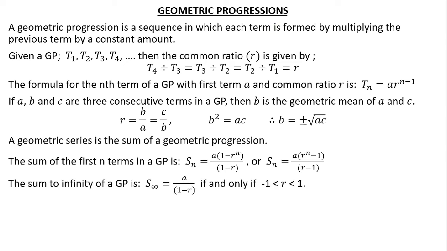The sum to infinity of a GP is sum to infinity equal to A divided by 1 minus R if and only if negative 1 is less than R less than 1.